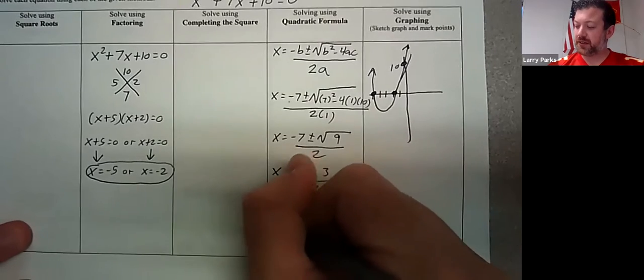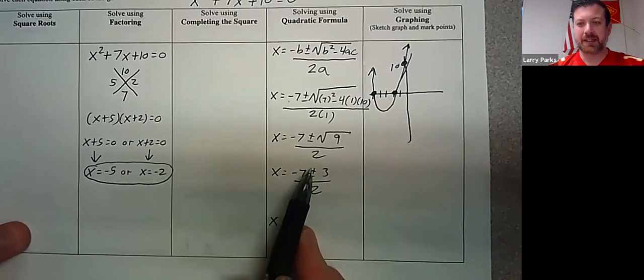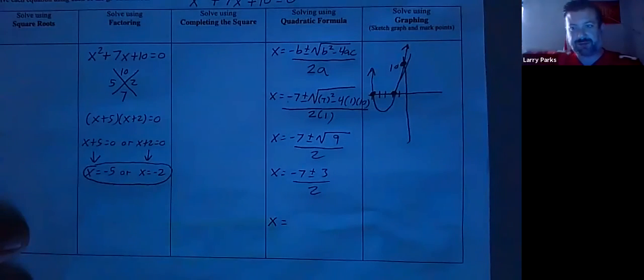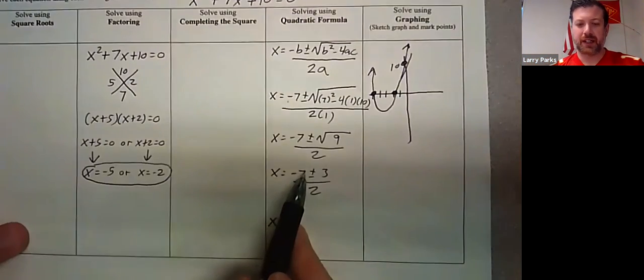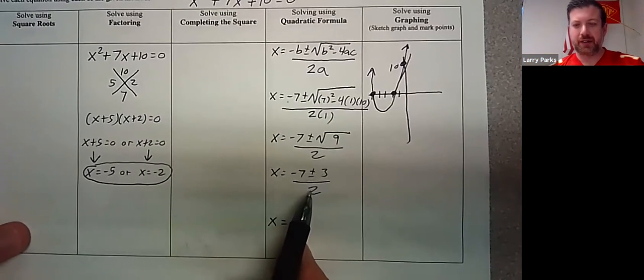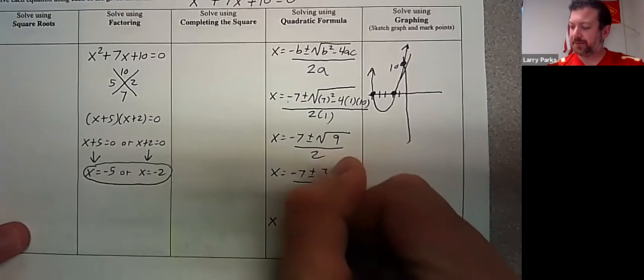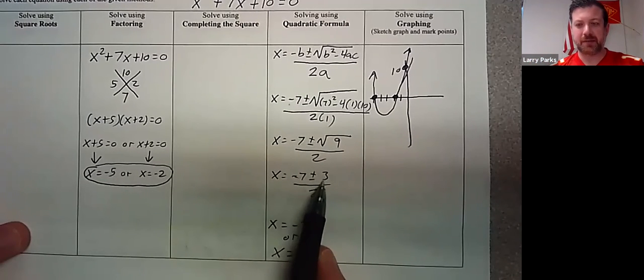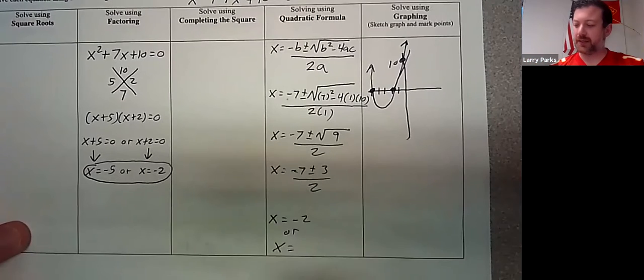And so to get my two solutions, now you may be asking, why are you adding before you divide? Well, adding is in the numerator, so they're grouped together, and you always do groupings first. But -7 plus 3 is -4, so I'm doing the plus first. -7 plus 3 is -4, divided by 2 is -2. And then I'm going to do the minus. -7 minus 3 is -10, divided by 2, -5. Okay. So I keep getting the same answer.